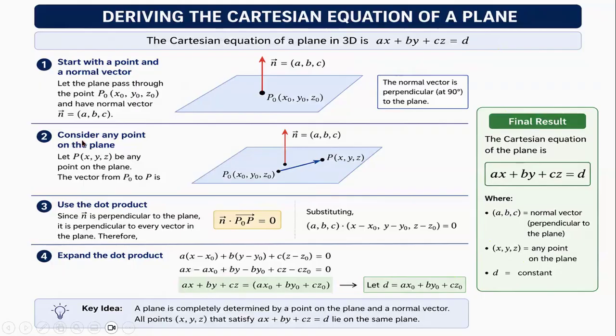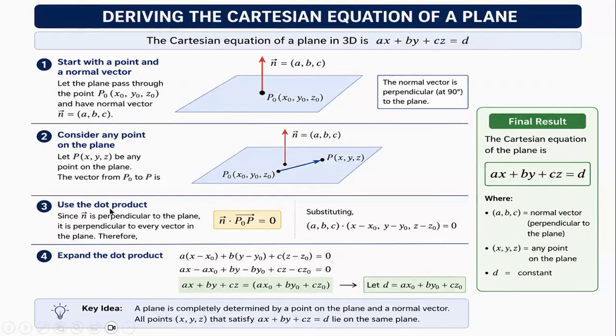Number two, consider any point on the plane. So let P(x, y, z) be any point on the plane. The vector from P0 to P is this. So this here again is our normal vector, and this here is point P, which is (x, y, z).